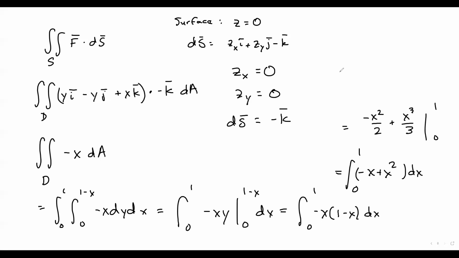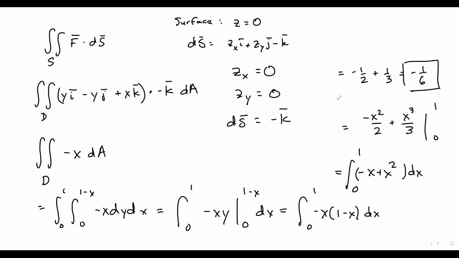0 to 1. Plug that in. You get negative 1/2 plus 1/3. That's negative 3/6 plus 2/6. We're going to have negative 1/6. Is that right? Yeah, negative 3/6 plus 2/6. Yeah, that's right. And so that's our flow out through the bottom: negative 1/6.